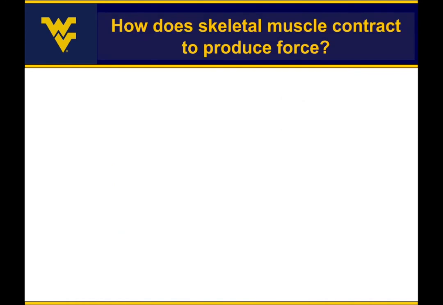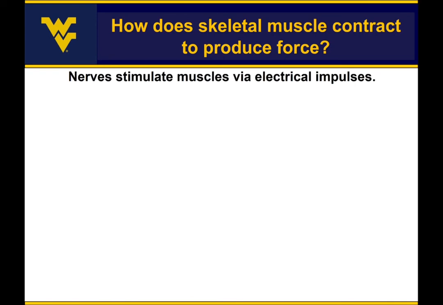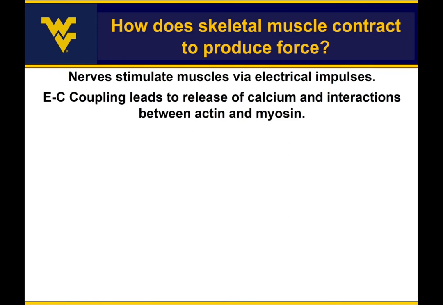So to answer our question, how does skeletal muscle contract to produce force? Nerves stimulate muscles via electrical impulses called action potentials. The action potentials are transferred to the skeletal muscles at the interface of the nerve and the muscle, known as the neuromuscular junction. Transfer of the action potential at the neuromuscular junction induces a series of events known as EC coupling. EC coupling leads to release of calcium and ultimately regulates the interactions between actin and myosin.